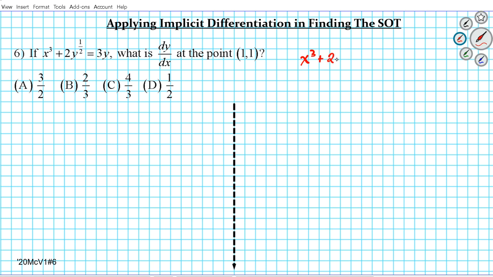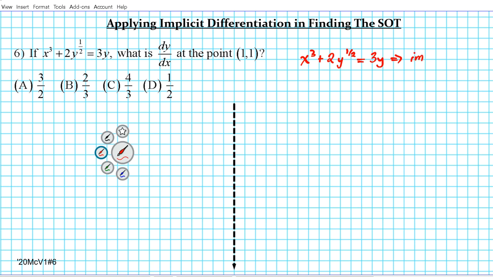This equation is known as an implicit equation. Why is it implicit? It's implicit because y is not isolated. So if you're differentiating an implicit equation, what differentiation technique are you going to use? Well, it's indicated here. You're going to use implicit differentiation.